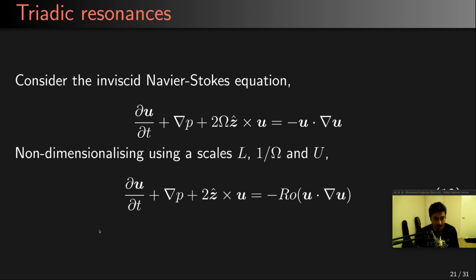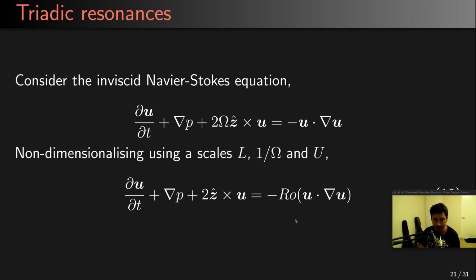Now I come to the slightly more complex part of my talk, which is triadic resonances. If you consider the Navier-Stokes equation and you push away the nonlinear term on the right hand side, keep in mind we are still in inviscid, and then we non-dimensionalize using a length scale, a time scale which is the rotational time scale, and a velocity scale, we would obtain an equation that looks like this with the Rossby number in front of the nonlinear term.